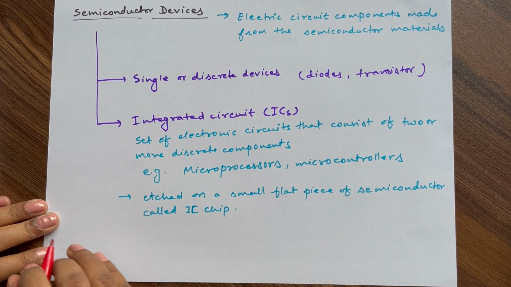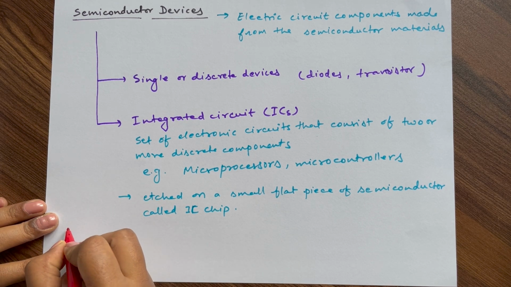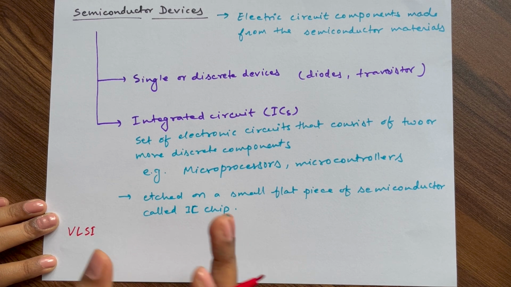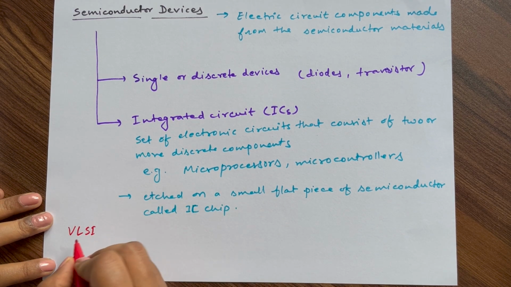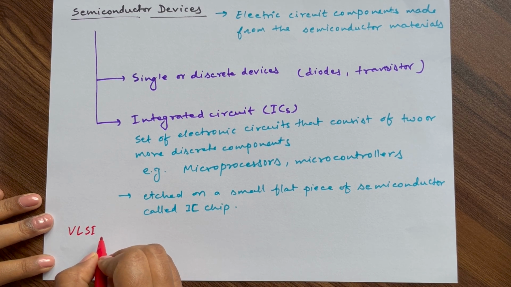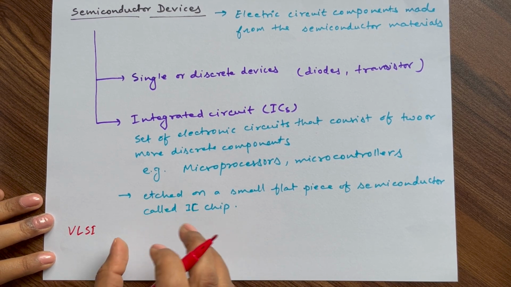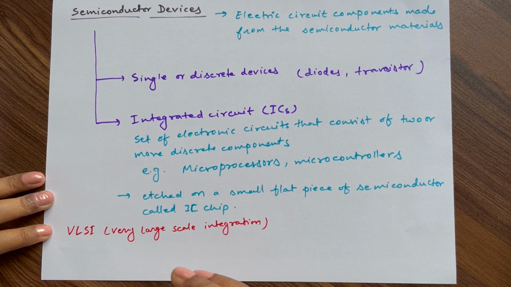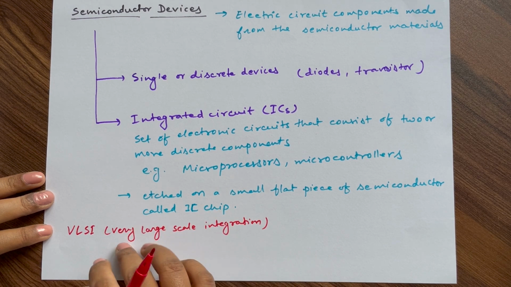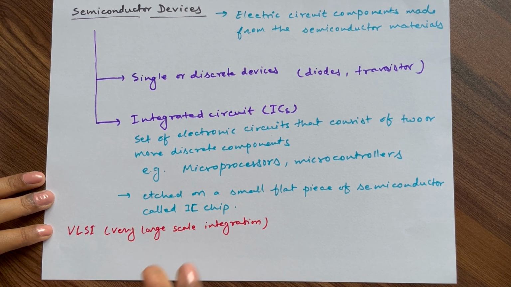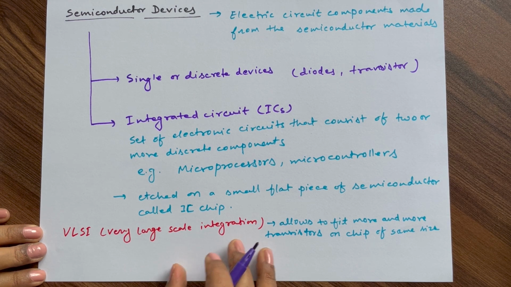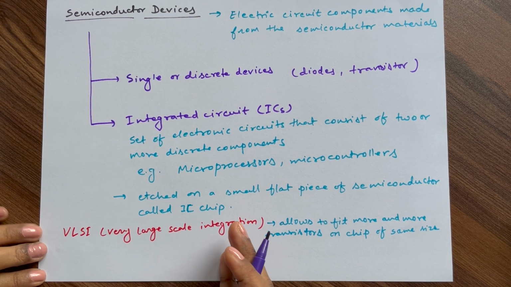Nowadays, very large scale integration, VLSI, is used for chip making, and this very large scale integration allows us to fit more and more transistors on a single chip of the same size. And we can say a modern chip may have many billions of transistors in a single chip that is the size of a human fingernail.